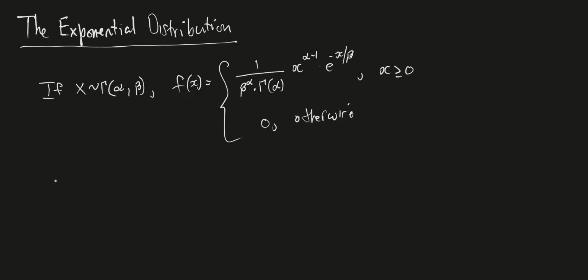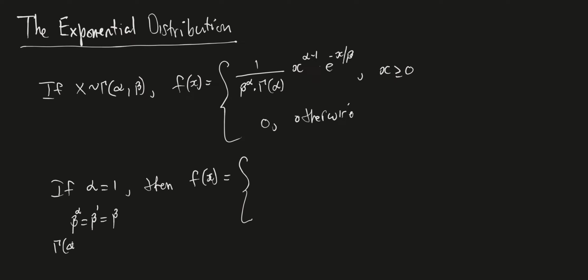But if alpha is equal to 1, then this PDF, look at how it simplifies, right? In fact, let me do the simplification over here. So everywhere we see an alpha, we're going to plug 1 in. So beta to the alpha just becomes beta to the first power, which is beta.